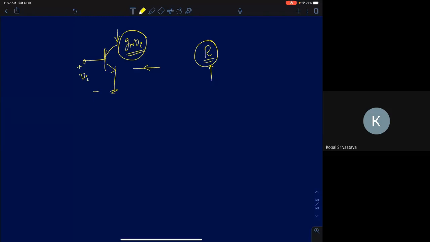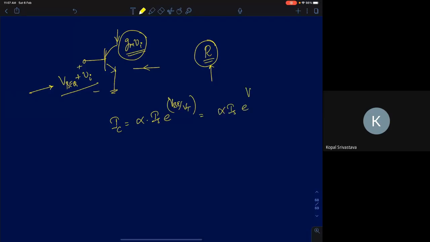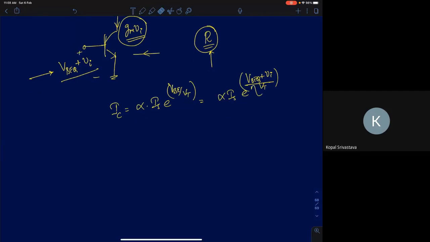But in reality, we know the transfer characteristics for this device. IC is alpha times IS e power VBE by VT. That's the exact expression. Now, instead of VI, what I'm actually applying in the circuit is a quiescent VBEQ. We discussed that we don't show the quiescent voltage generally. On top of that, there is also a small signal voltage, which we are calling VI. So this expression is actually alpha IS e power (VBEQ plus VI) by VT. There is a factor called eta here, but I've assumed it as one.